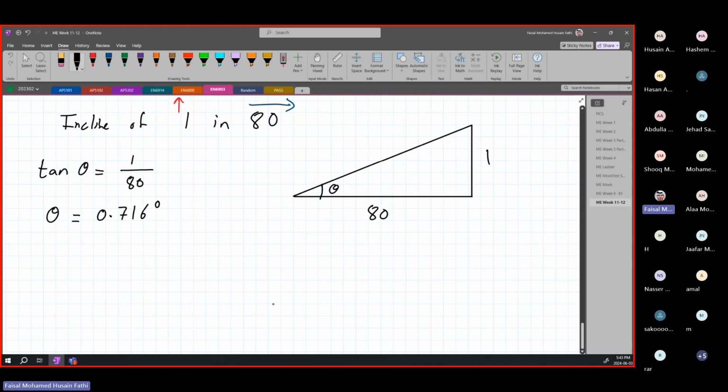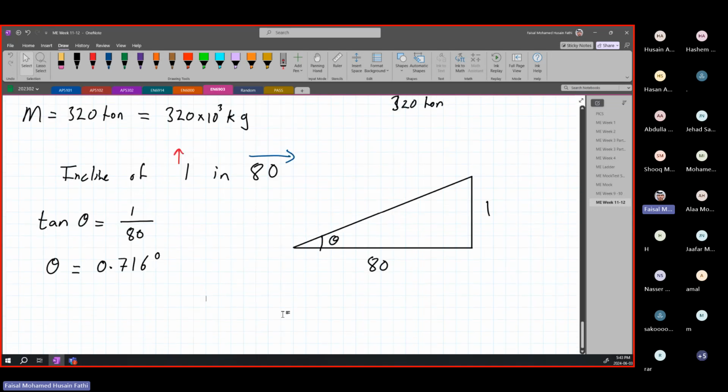0.716 degrees. A quick comment: if you remember yesterday's class, we were talking about radians. Here, we are dealing with degrees. So when you're solving a question where you're dealing with degrees, you have to make sure your calculator is also in degrees.